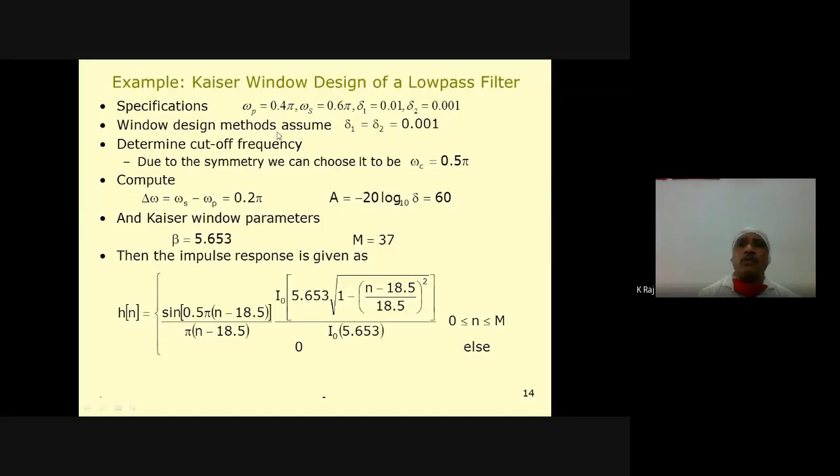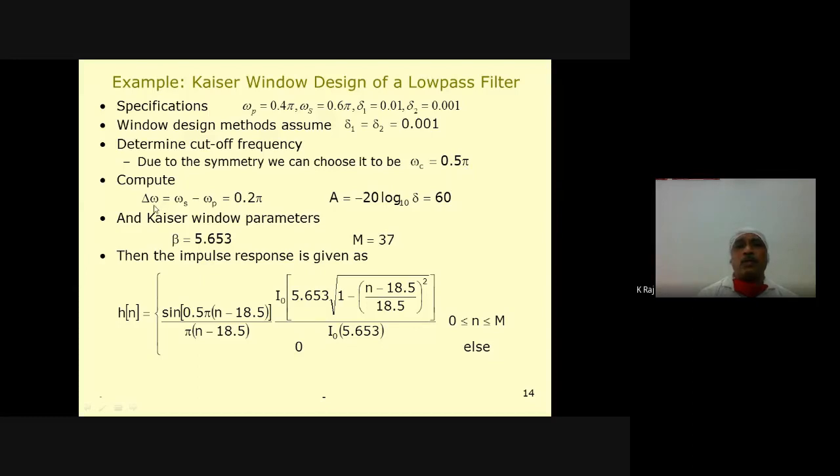And now suppose for the window design method, we assume equiripple, that is, delta 1 and delta 2 may both be considered as 0.001. Then determine the cutoff frequency. Due to the symmetry, we can choose omega c to be 0.5 pi, because the total range is from minus pi to pi, so towards one side it will become pi. We have considered here omega c as 0.5 pi.